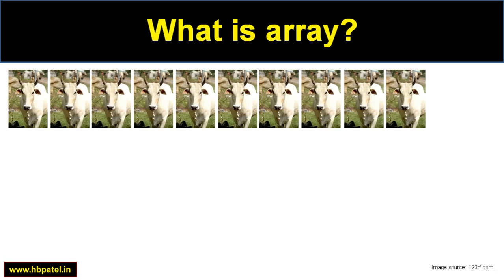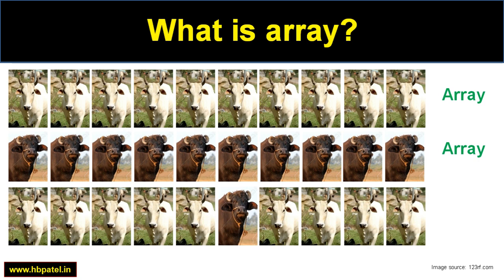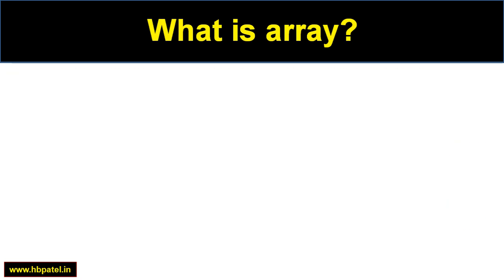So what is array? This is a simple analogy. For example, a group of cows could be considered an array. A group of buffaloes could also be considered an array, but a group having maybe a mixture of cows and buffaloes cannot be considered an array. So the third is not an array. With this simple analogy, now let us try to understand the definition of array.